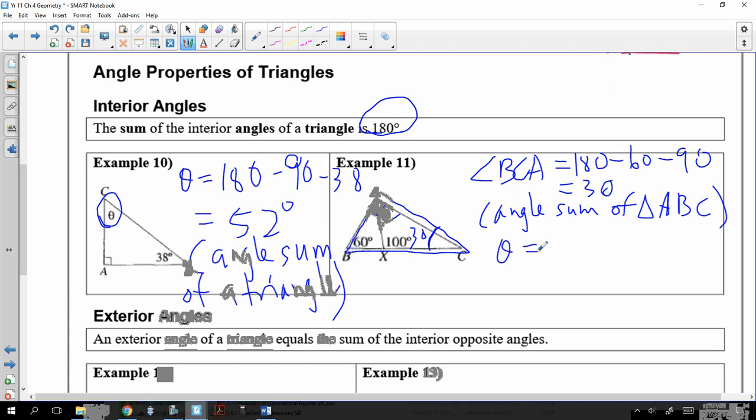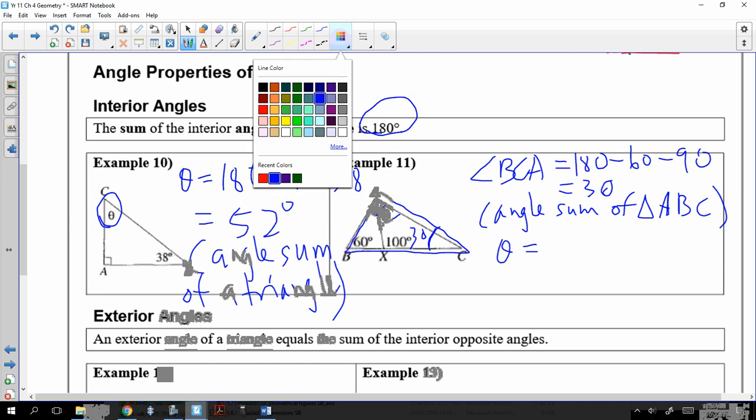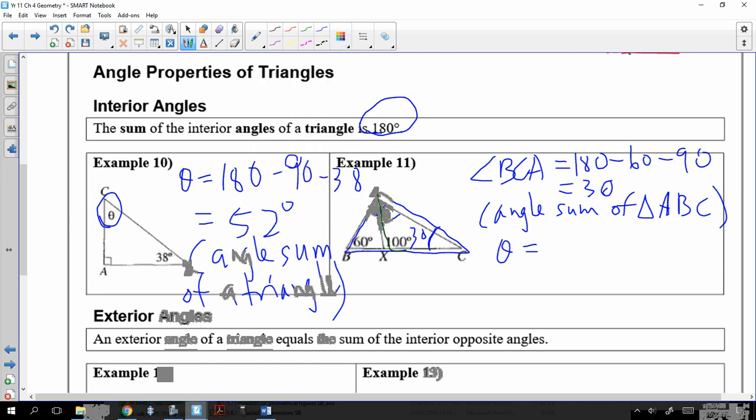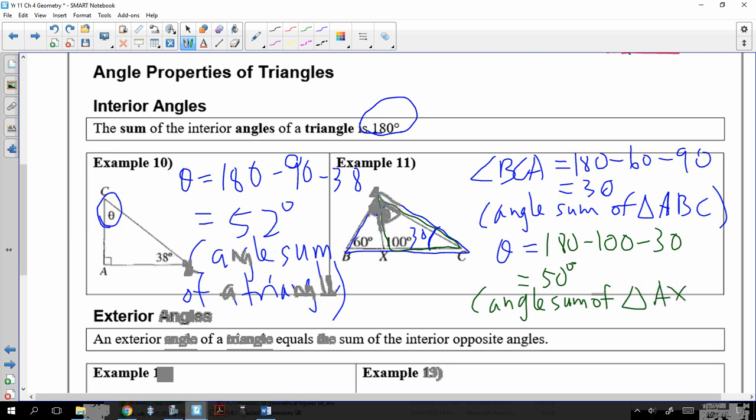So to find theta, you go 180 minus 100 minus 30. Right? Get the idea? And this is equal to 50 degrees. But you write a different angle sum: angle sum of triangle AXC. Done. So sometimes you have to work out one missing angle before you find the other angle.